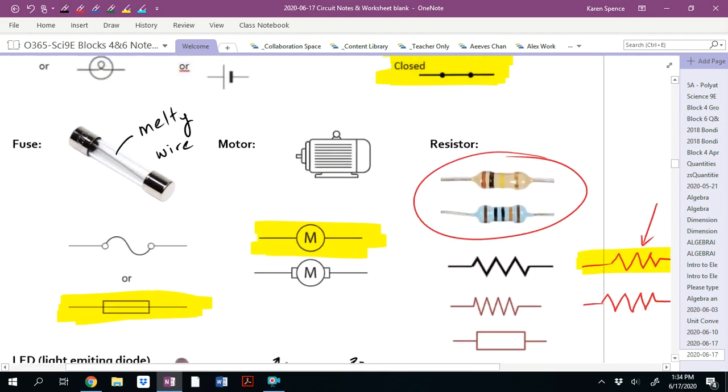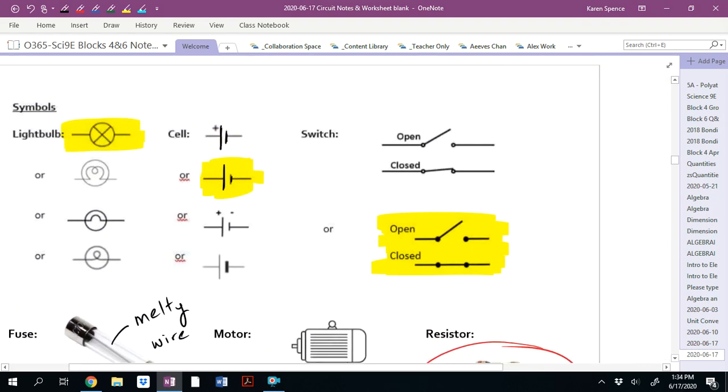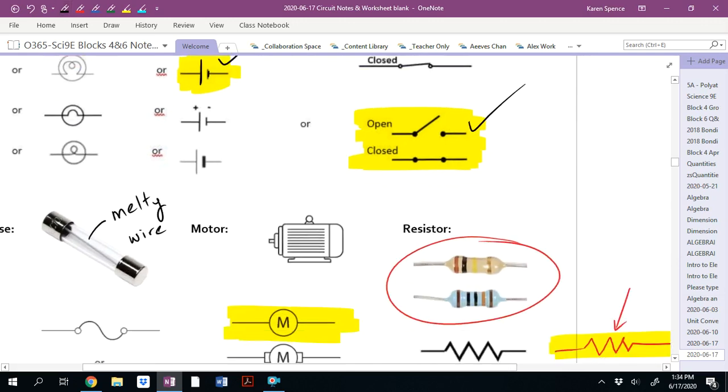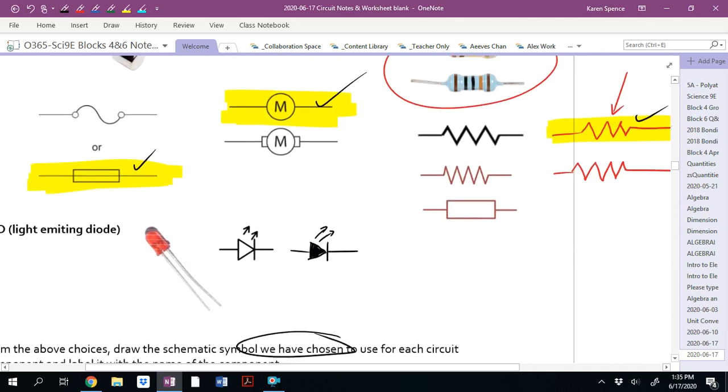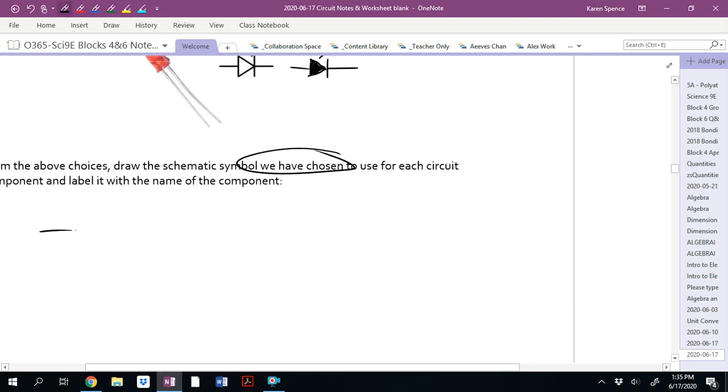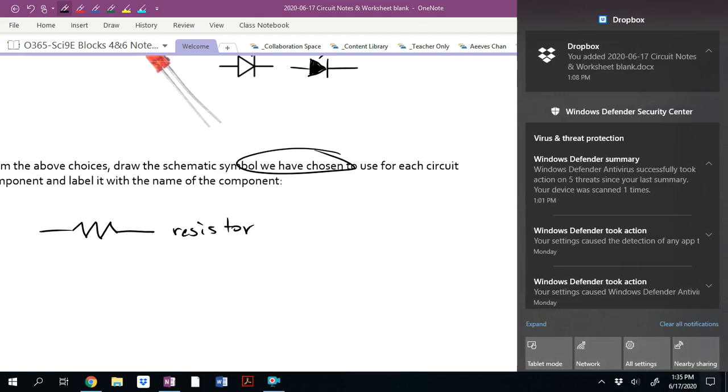Okay, so you're going to go back here and you're going to be like, okay, I choose this one and this one and this one, and this fuse, and this motor, and this resistor, and I'm going to draw them all down here. So for example, I might draw 1, 2, 3, and label that resistor. Why am I having you do that when they're right there? Because if you write it down, you will remember it. So do all of them.